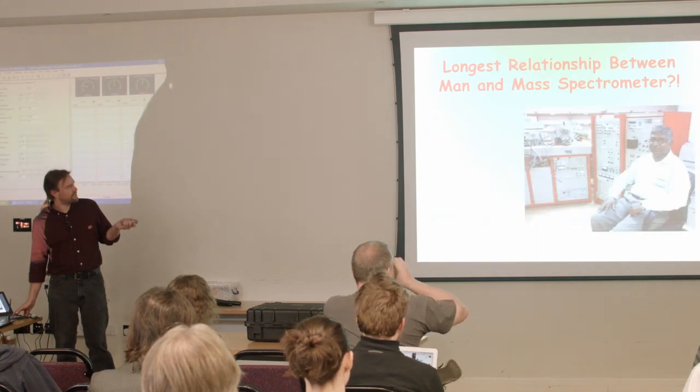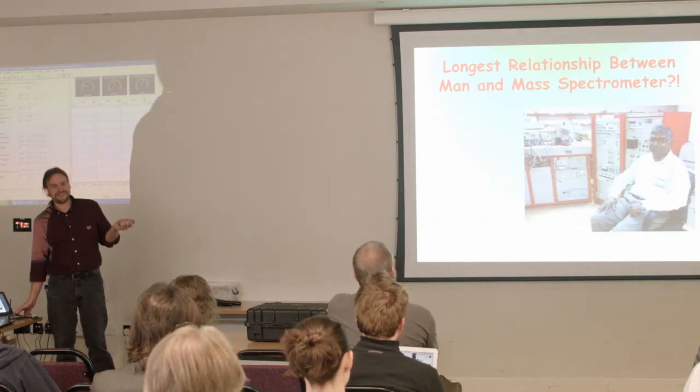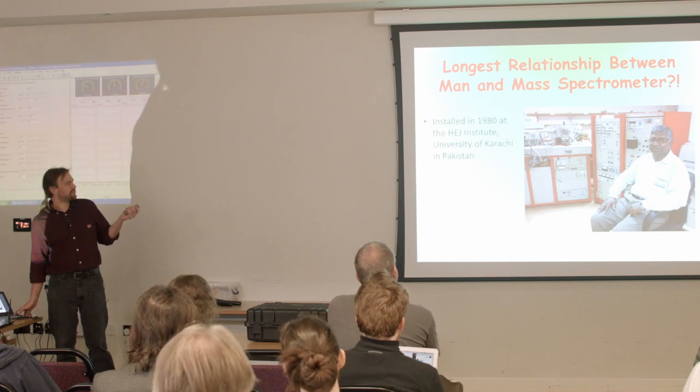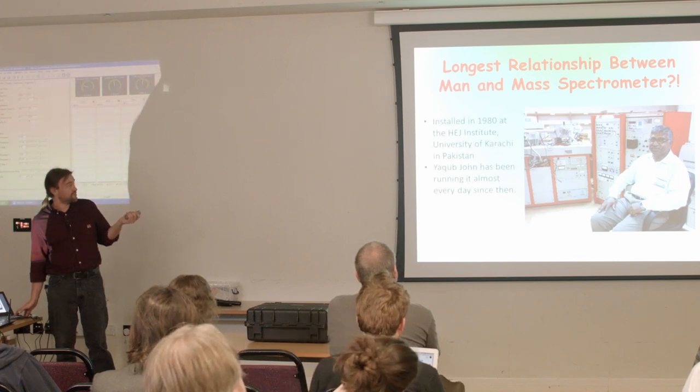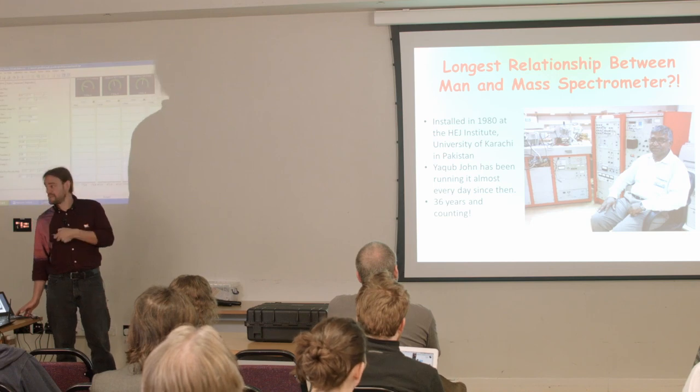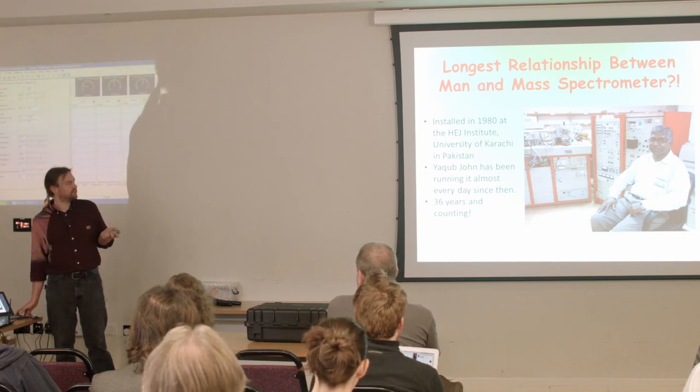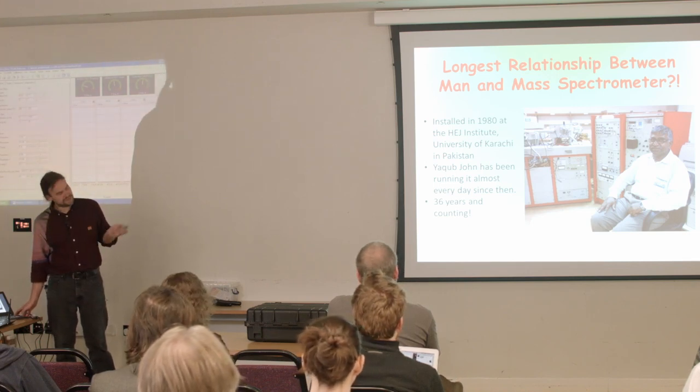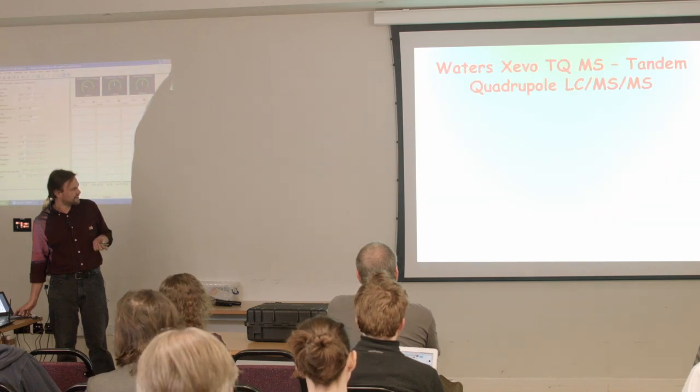Longest relationship between man and mass spectrometer. This is my friend Jakob John. He had a mass spectrometer in 1980, and he's been running it ever since. This mass spectrometer here is going to go to Jakob John. They've got quite a few mass spectrometers. This is in Karachi, Pakistan.